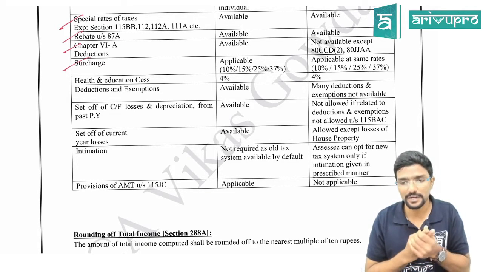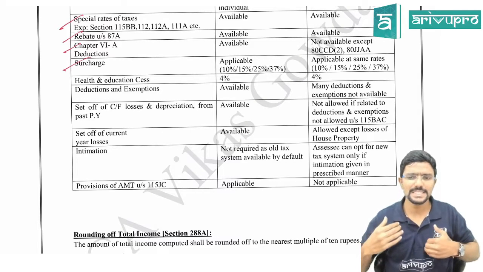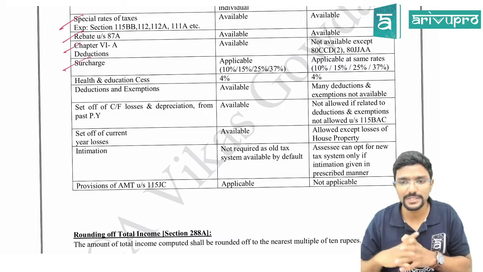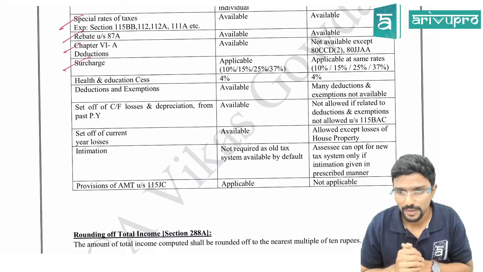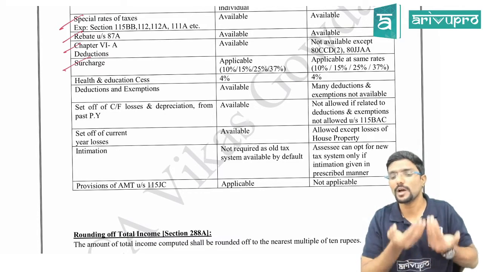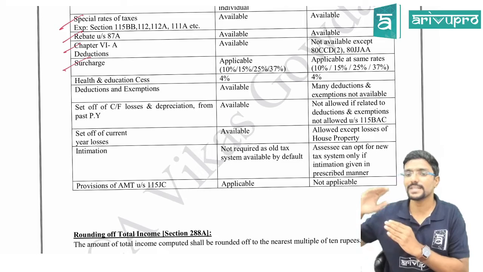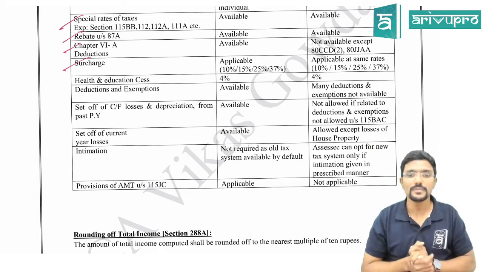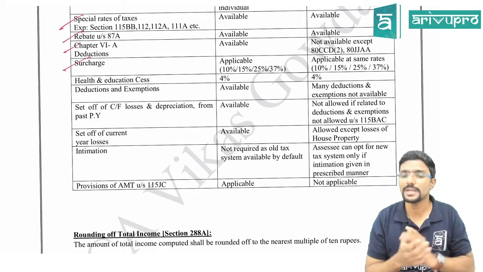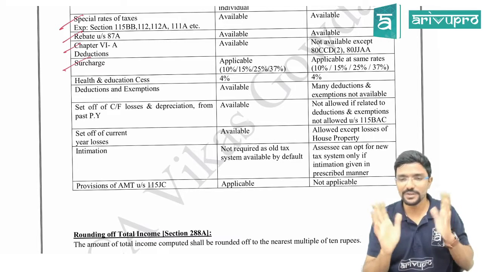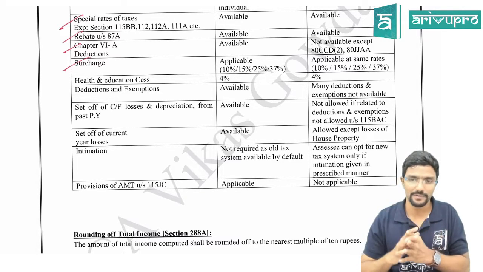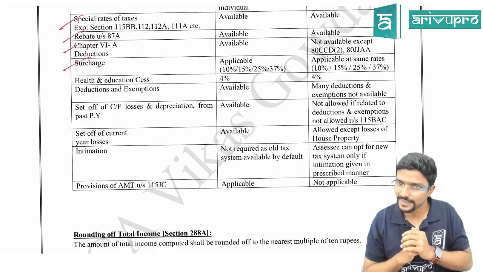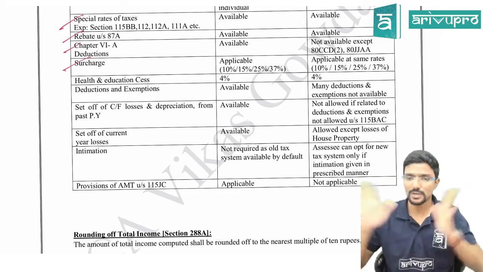Next, set off of current year loss. Normally, if I have a current year loss, I can set it off against my other incomes also under old scheme. But under new scheme, you can set off other losses but not house property. That means, assume you have a loss from house property head, you cannot set it off against other heads like business income, salary income if you are opting for new scheme. Next, intimation. When should I intimate to the income tax department? Old scheme, if you are following, no need to intimate. If you are following new scheme, you have to intimate. When should we intimate? We have already discussed that. Provisions of AMT, under old scheme, it is always applicable, whereas if it is a new scheme, it is not at all applicable.